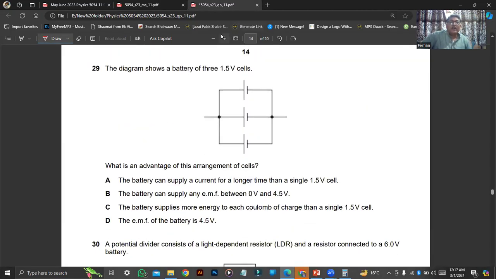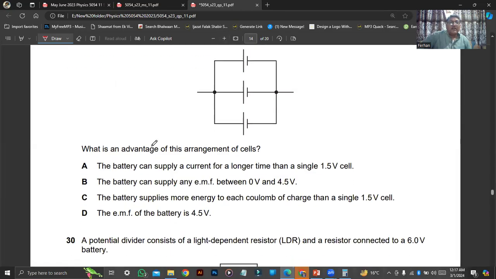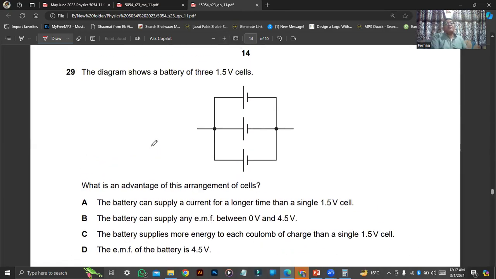Question number 29 is coming up on your screen. He says, the diagram shows a battery of three 1.5 volt cells. What is the advantage of this arrangement of cells? You see, when you connect the cells in parallel to each other, like here, the EMF of the combination does not increase. The advantage is that the life of the cells becomes longer. The battery can supply a current for a longer time than a single 1.5 volt cell. Yes, this is the right answer.